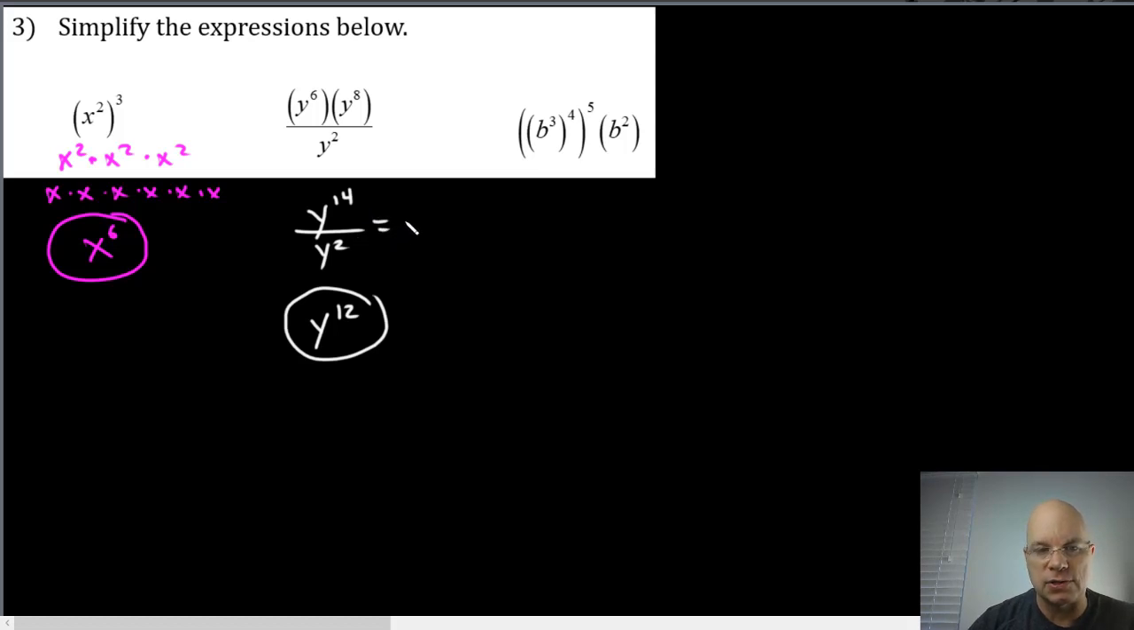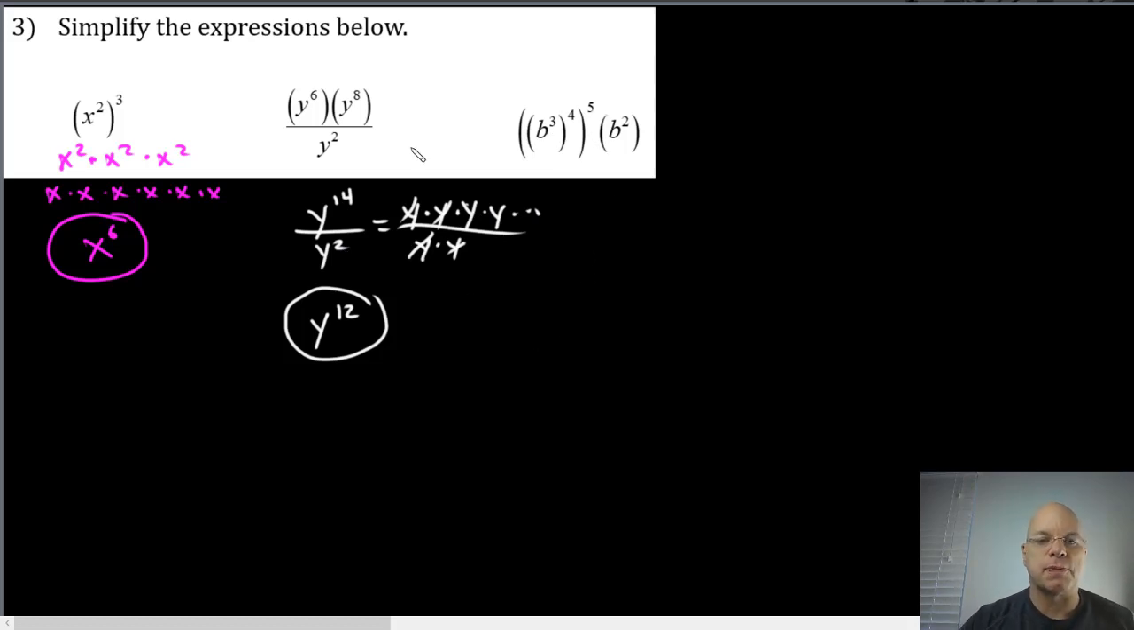The reason that works is, without me showing actually 14 y's, you can imagine if I did, divided by 2 y's being multiplied together, 2 of these would cancel out. You'd be factoring out 1 two times, and you'd be left with, instead of 14 y's in the numerator, now 12 y's. That's why we subtract those exponents.